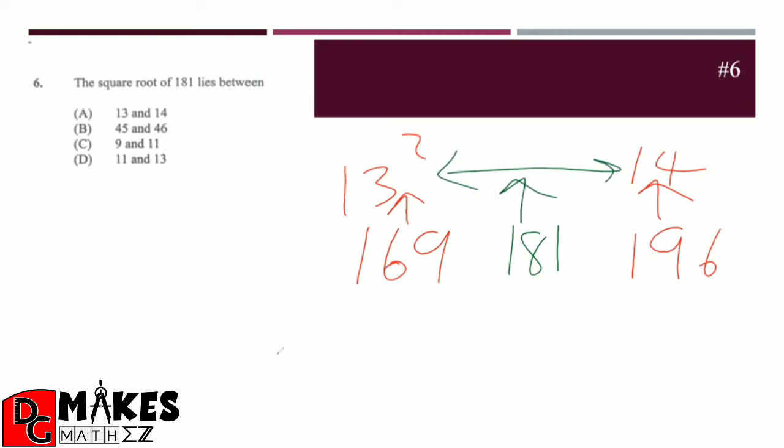That's simply what they're asking. It could not have been 9 and 11 because the squares for those numbers would have been 81 and 121. 181 isn't even between those. Same for 11 and 13, same for 45 and 46. Those numbers are so huge, etc.